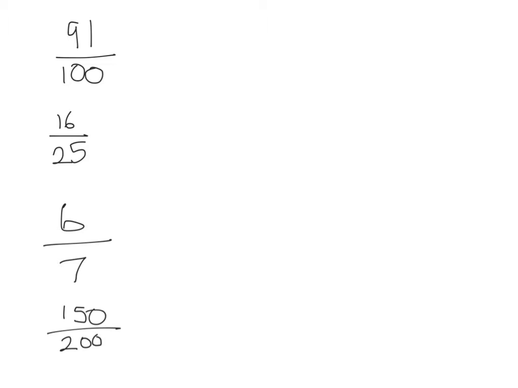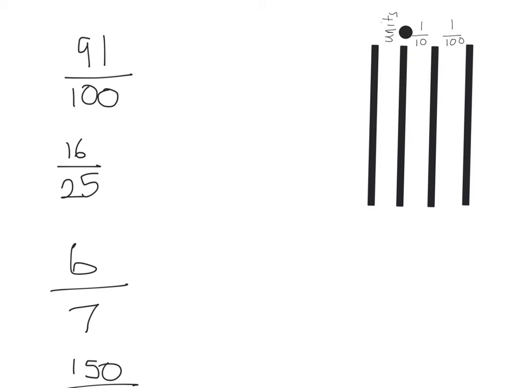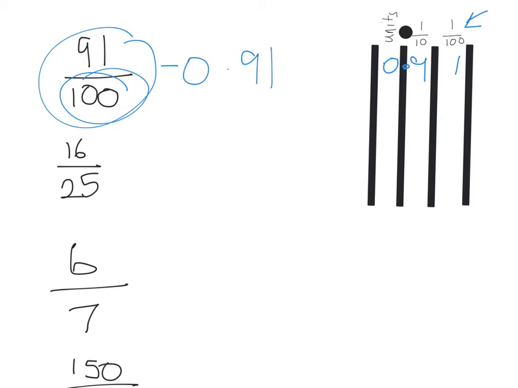Let's say you are given some fractions and you're asked to convert them into decimal form. Okay, so again we're thinking of our place value columns. Now the first one is easy enough to do because it's 91 out of 100. Well, 100 as a denominator is something I like, I've got it here, so I can write that as 91 out of 100, so that would be 0.91.